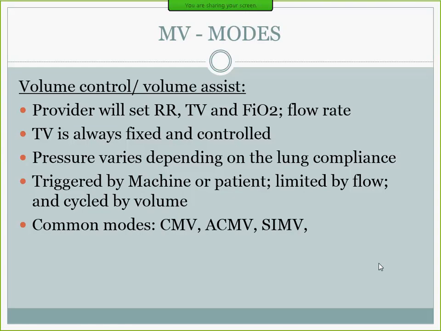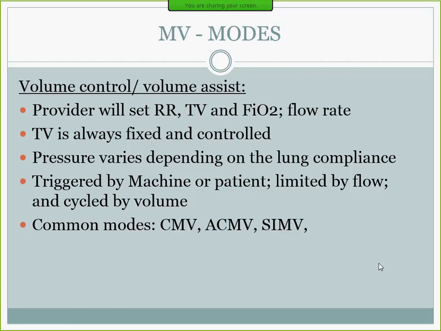In volume control mode, the provider will set the respiratory rate, tidal volume, and FiO2. Flow rate you cannot set. In the older machines we had to set the flow rate, but in the newer machines you cannot. The machine will automatically calculate the flow rate depending on the compliance of the lungs. Tidal volume is always fixed because you are controlling it. Pressure varies depending on the compliance of the lung. With every breath, your pressure is going to change if the compliance of the lung changes. It doesn't happen with every breath, but it is a variable factor.